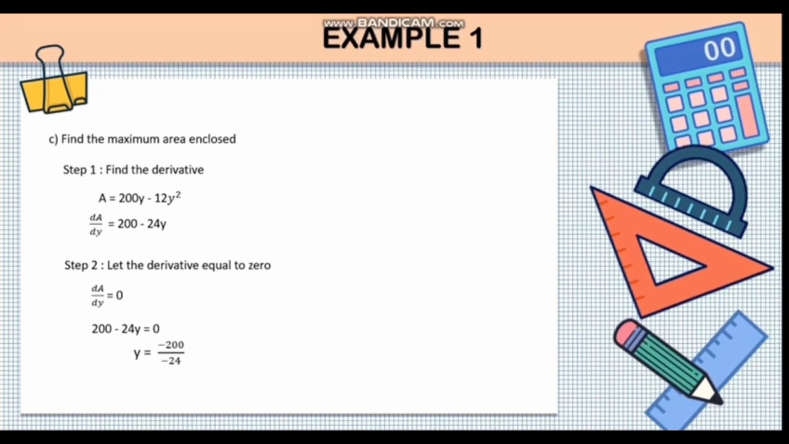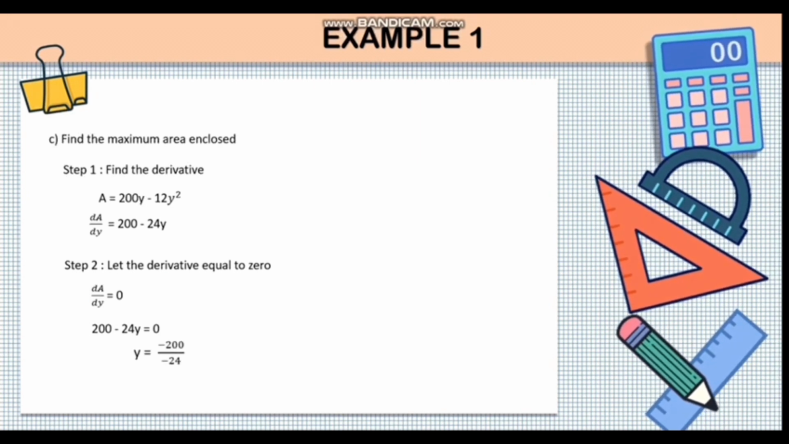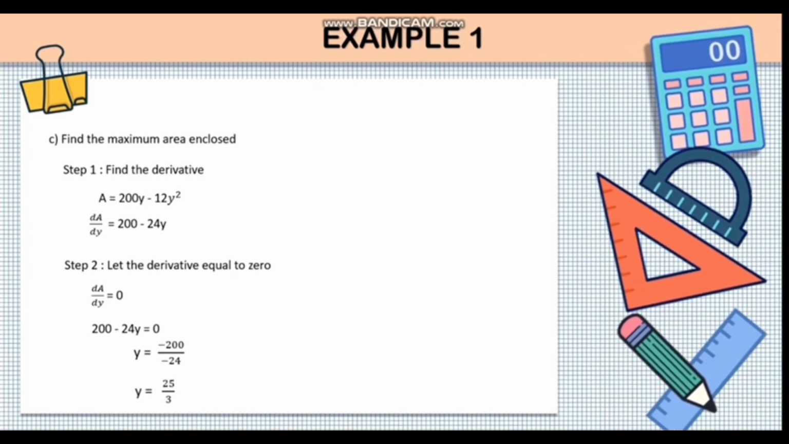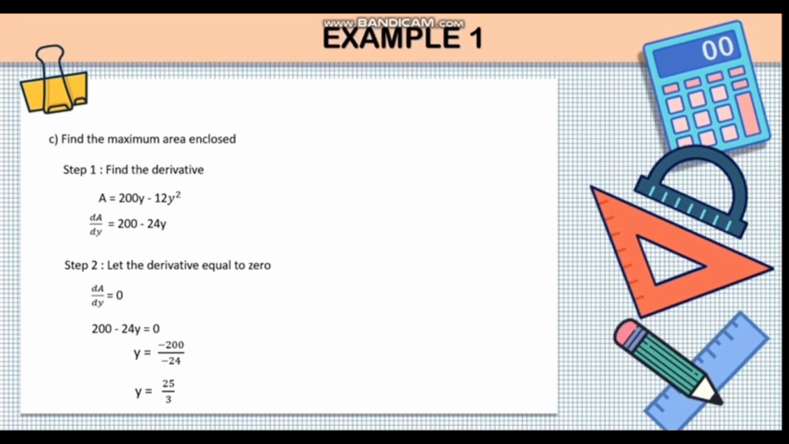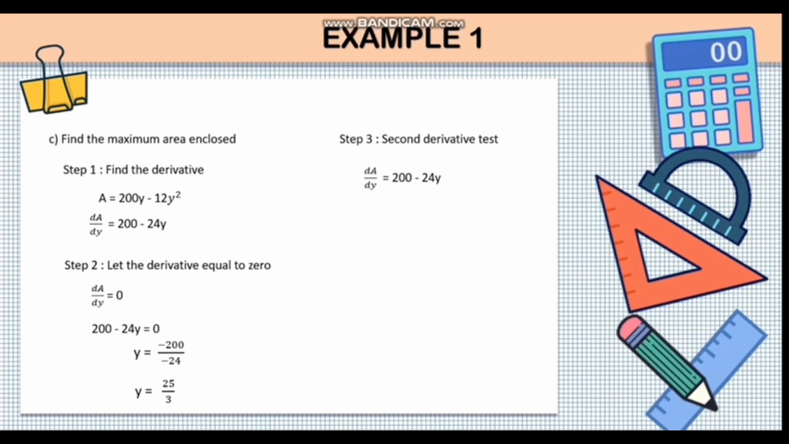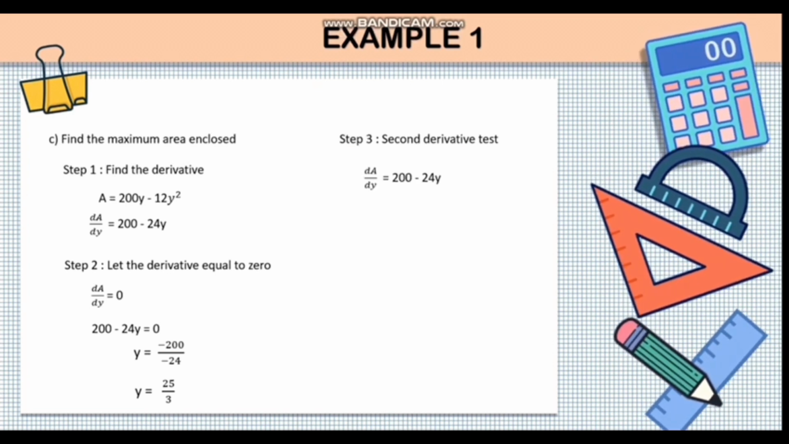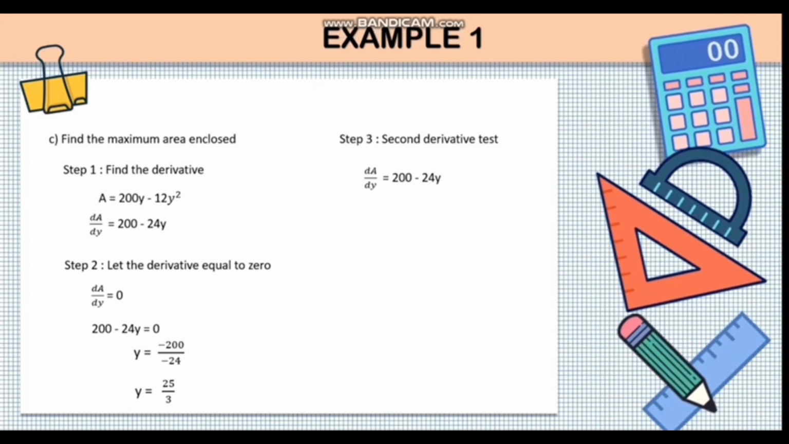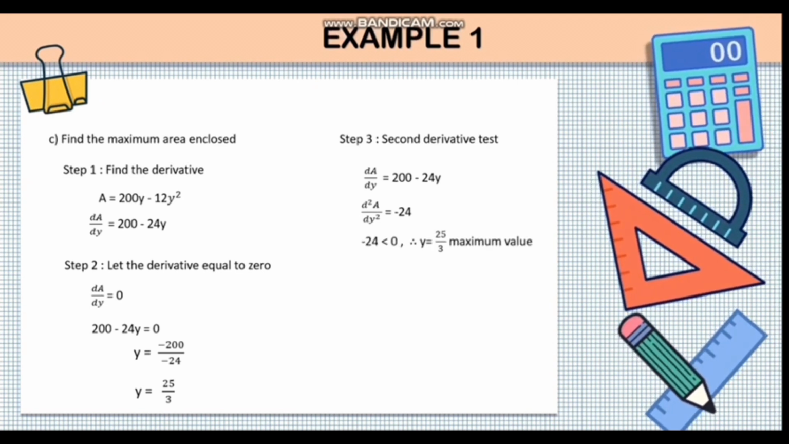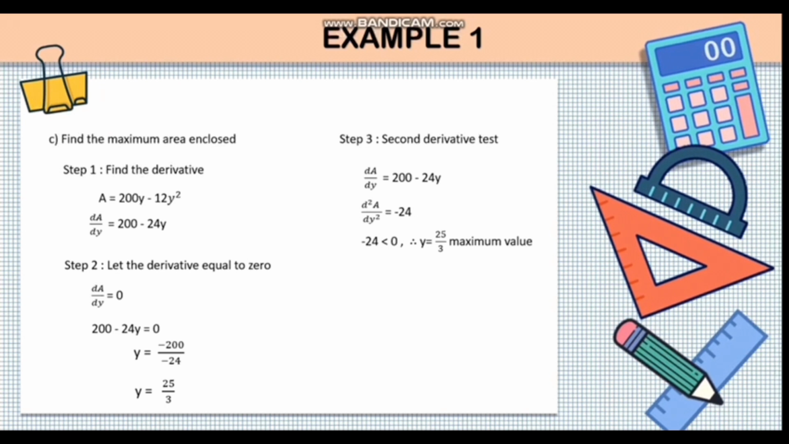And then we're going to keep y on the left and bring 24y to the right. So we get y equals negative 200 over negative 24. Therefore, y equals 25 over 3. Next is step number 3, which is the second derivative test. Our first derivative is 200 minus 24y, so we need to differentiate one more time. d squared A over dy squared equals negative 24. Since negative 24 is smaller than 0, y equals 25 over 3 is the maximum value.